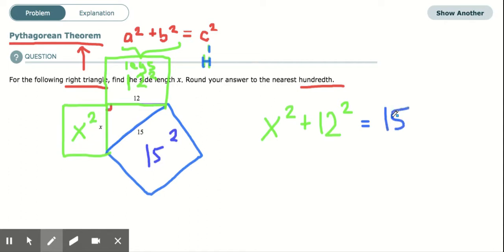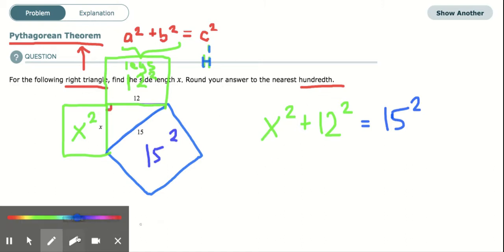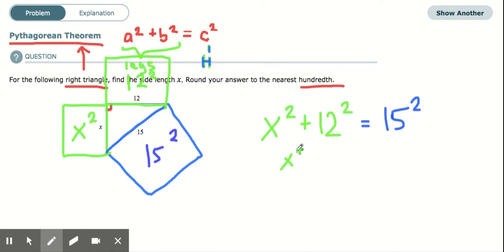So I like this because it doesn't just work for a, b, and c. It also works if it's x, y, and z, or no matter what the variables are. What you have to remember is the sum of the squares of the legs is equal to the square of the hypotenuse. So if we simplify it, x squared is still x squared. And we said 12 times 12, 144. And 15 squared is 225.